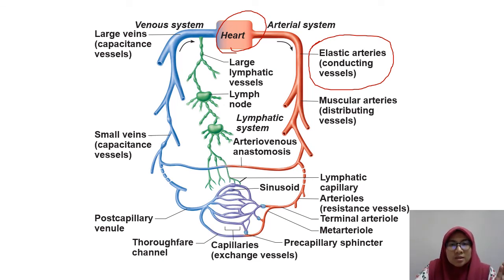Alright, and then jika yang bahagian paling kecil-kecil nak ke capillaries tu, ni this is capillaries the exchange vessels between arteries and veins. So sebelum sampai capillaries ni adalah arterioles, the resistant vessels. Okay, dia adalah dahan yang terakhir before reach the capillaries.